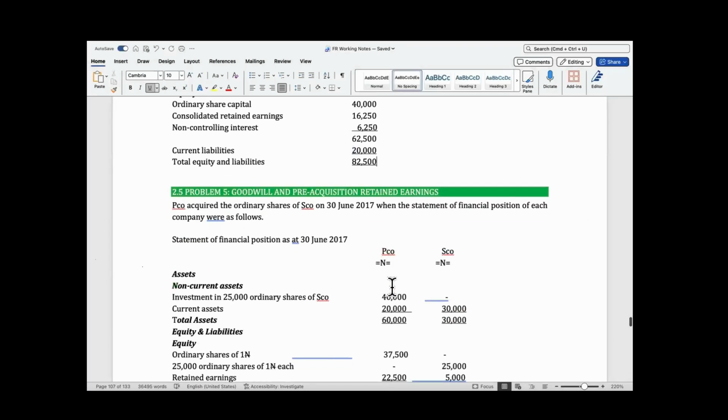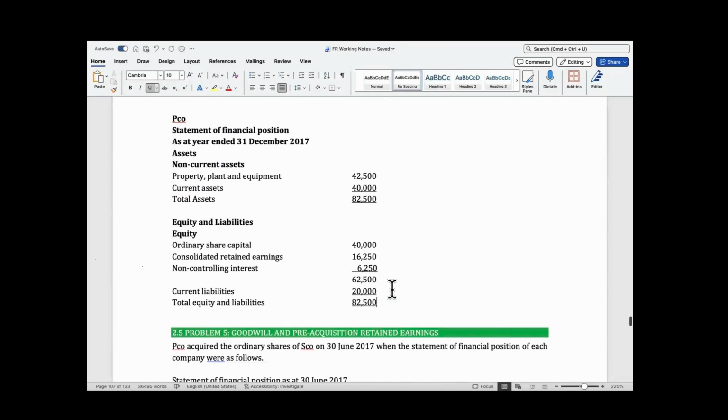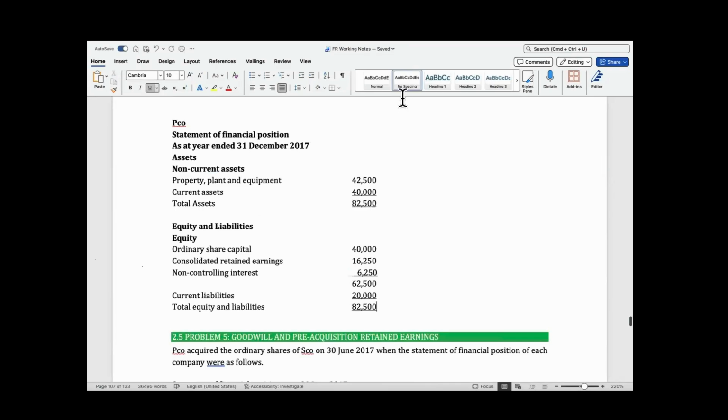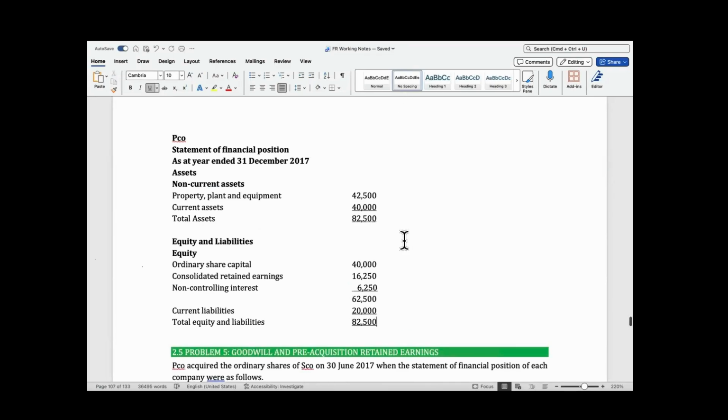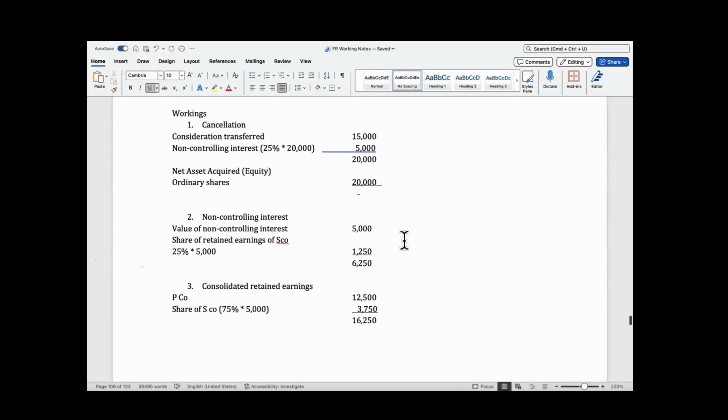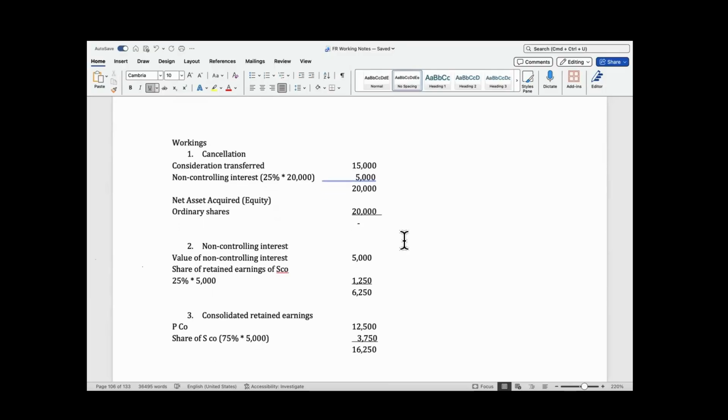Okay. Next, yes, please, Alimat. I really don't understand this number two workings. Okay, you need to tell me exactly what you don't understand though. When you said this NCI, the value of NCI, the 5,000, then the share of the retained earnings of ESCO, is this 25% of this 5,000 from the NCI?